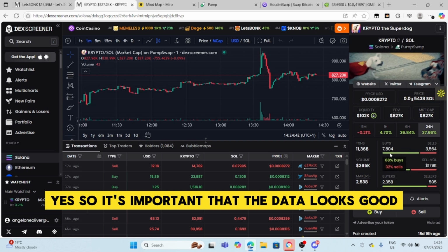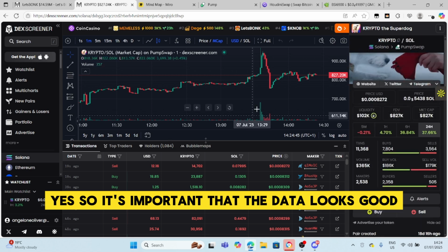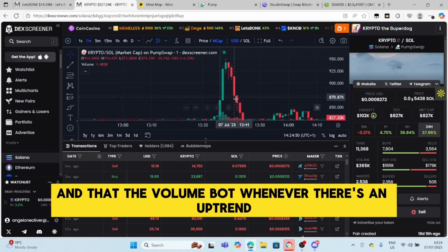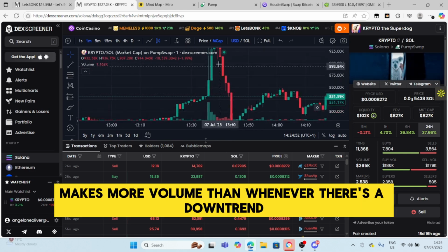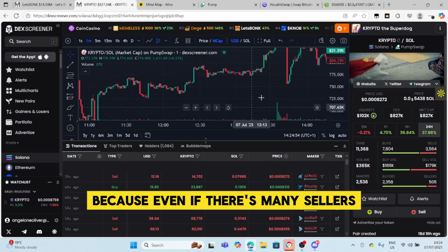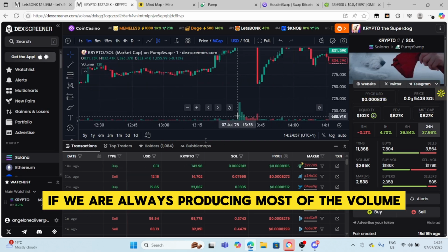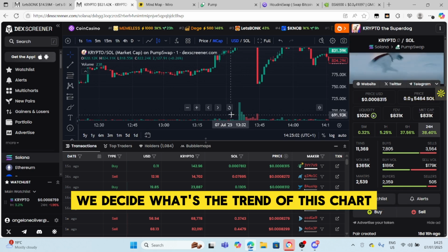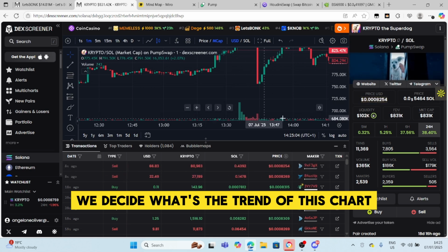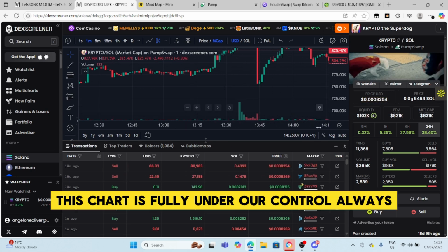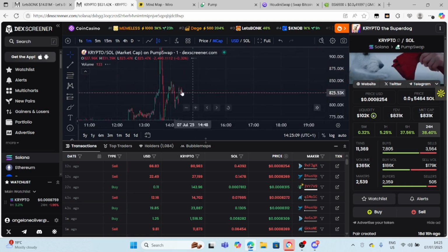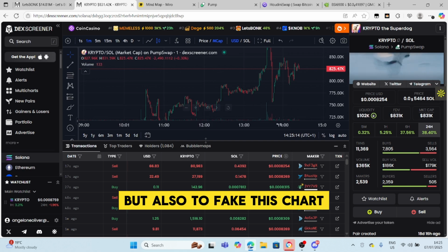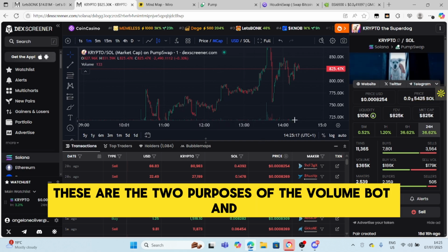Yes. So it's important that the data looks good and that the volume bot, whenever there's an uptrend, makes more volume than whenever there's a downtrend. Because even if there are many sellers, if we are always producing most of the volume, we decide what the trend of this chart is. This chart is fully under our control, always. And that's the goal of the volume bot, not only to fake these metrics, but also to fake this chart. These are the two purposes of the volume bot.